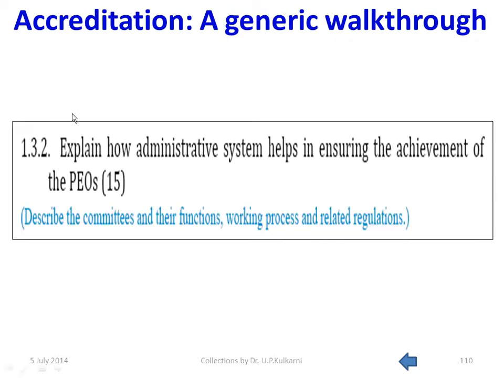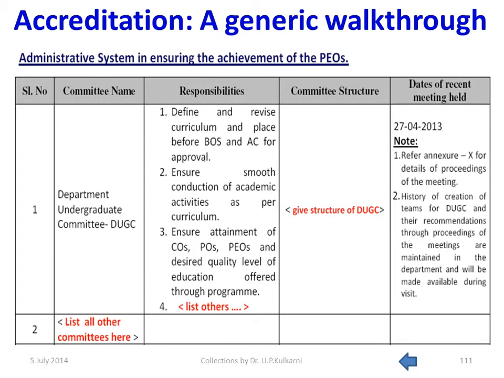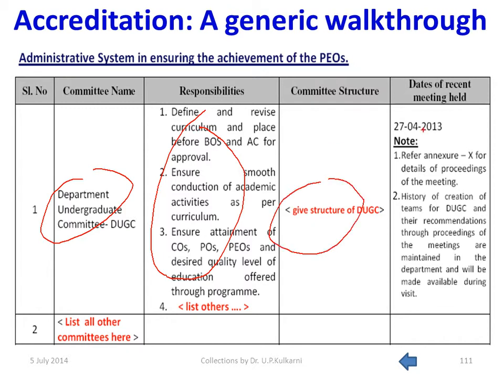Now look at that. Explain how the administrative system helps in ensuring achievement of POs. The format, right here, administrative system in ensuring the achievement of PO. Committee name, the responsibilities you define, whatever that is there. Do not go by the contents, what is being shown here. Give a structure and also the date of the recent meeting held, you give it, and refer to that, give the details of that meeting as an annexure. Again, this will strengthen your claim about how exactly the process is being defined and how exactly it is being effectively and efficiently practiced.